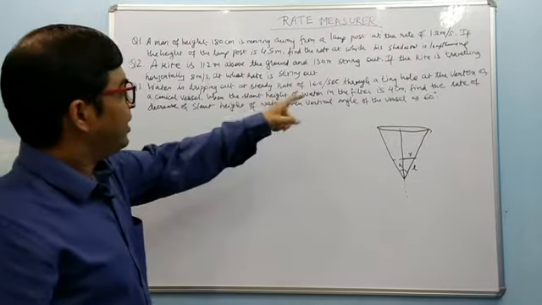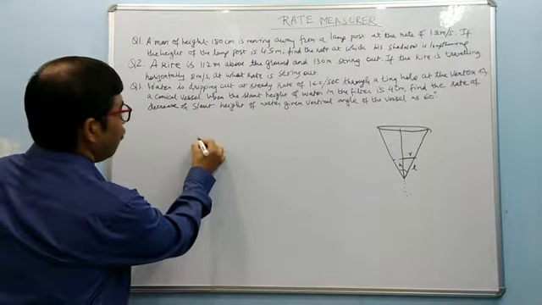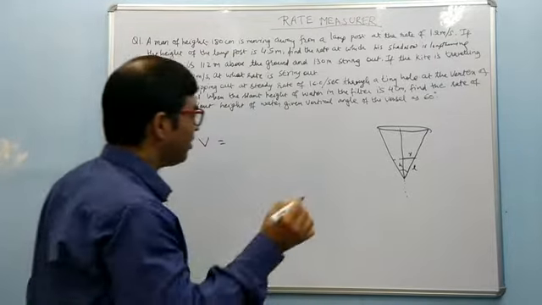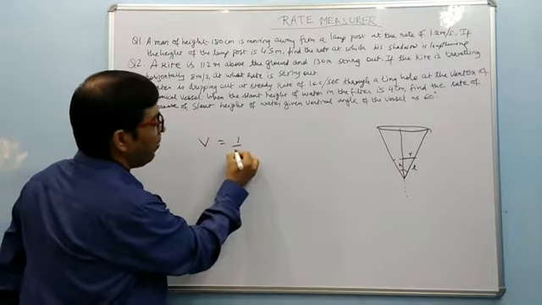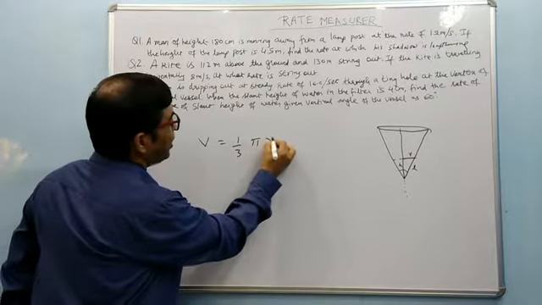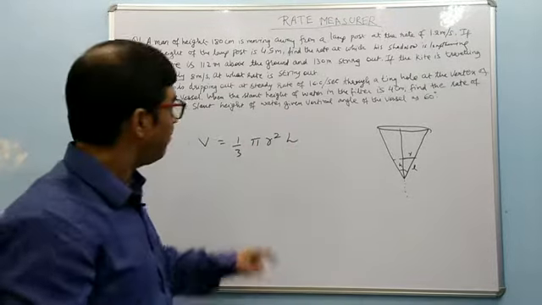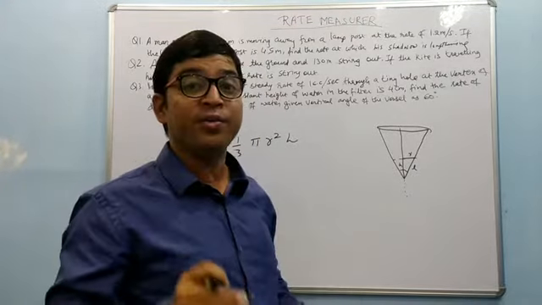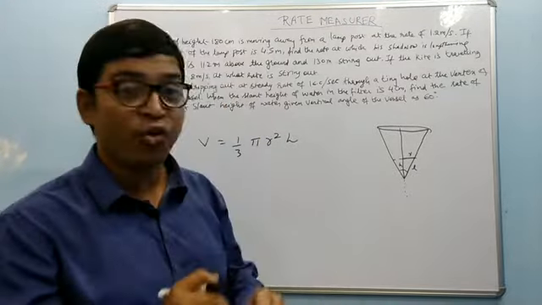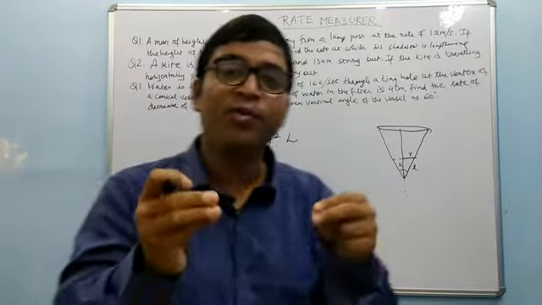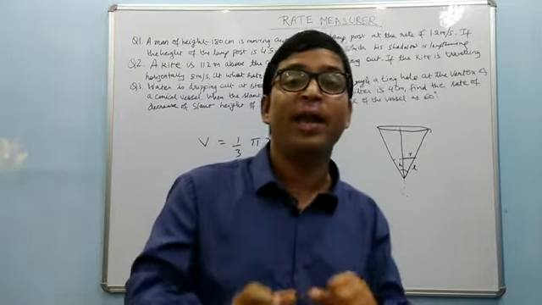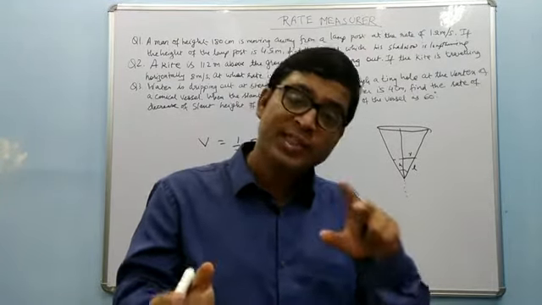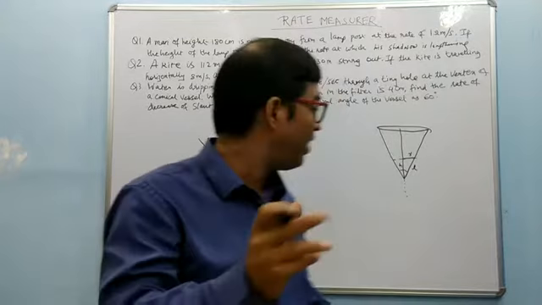Water is dripping out at this rate, so we are concerned with the volume. So volume of water in the filter at any moment is 1 by 3 pi r square h. Find the rate of decrease of slant height. So we are interested in slant height only. So we have to get the value of R and H in terms of L. Whatever required variable we need, we just convert the other variables in terms of that only.